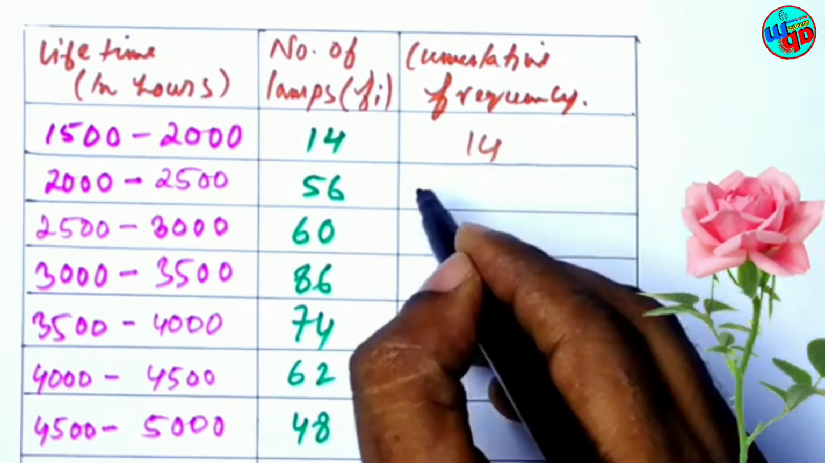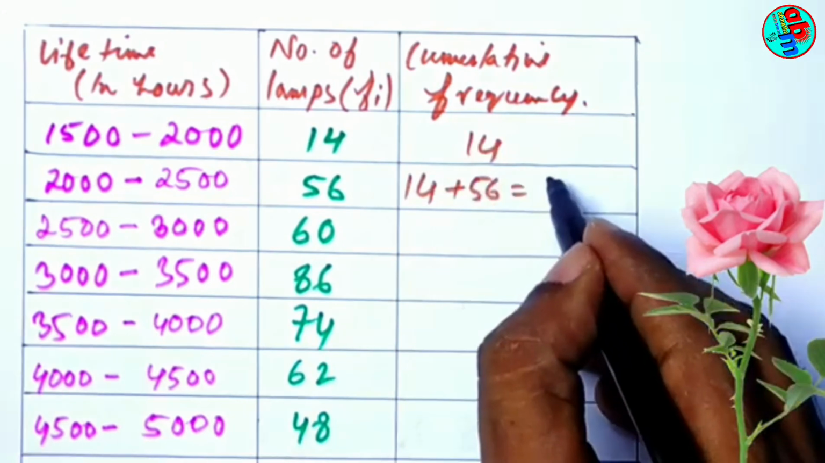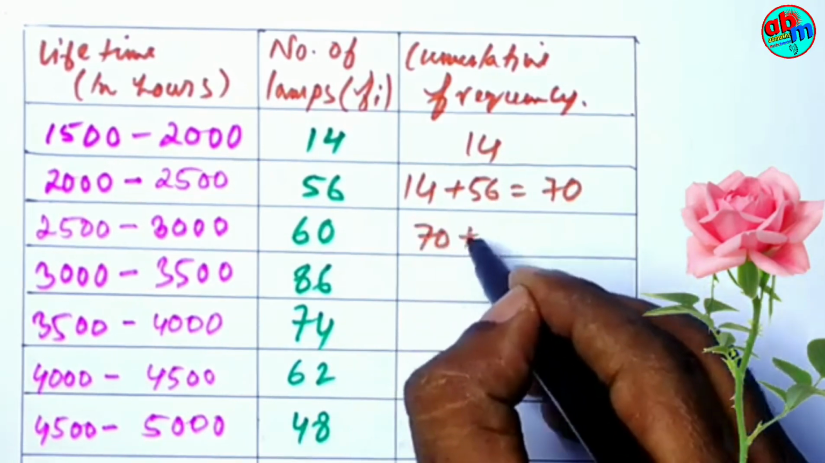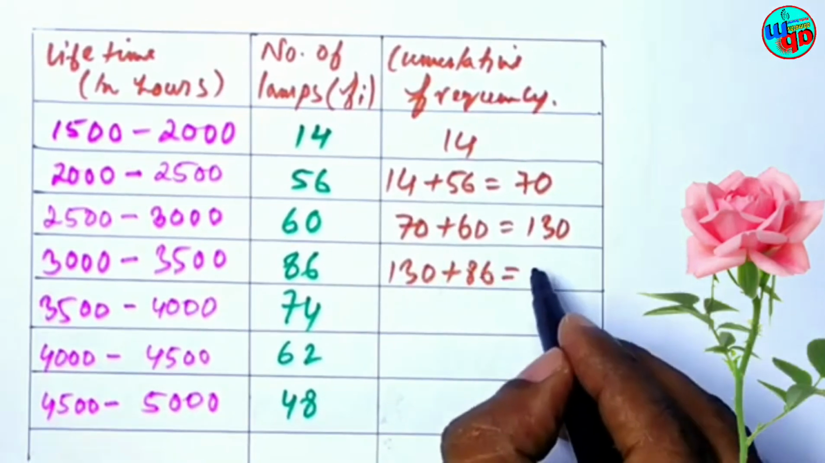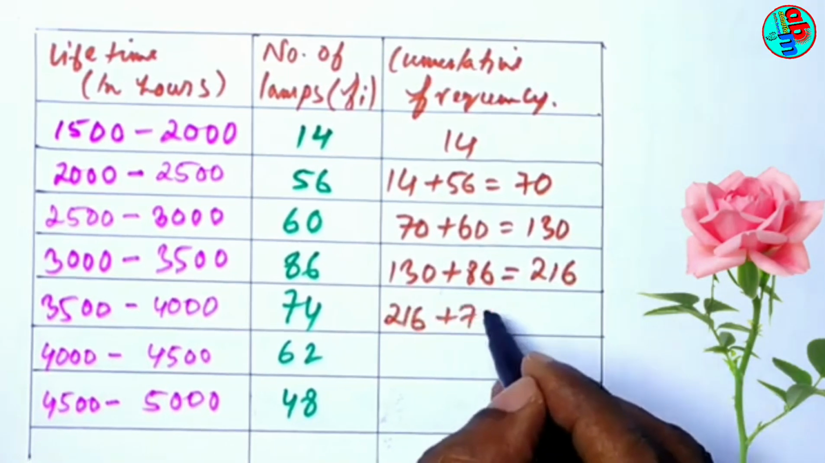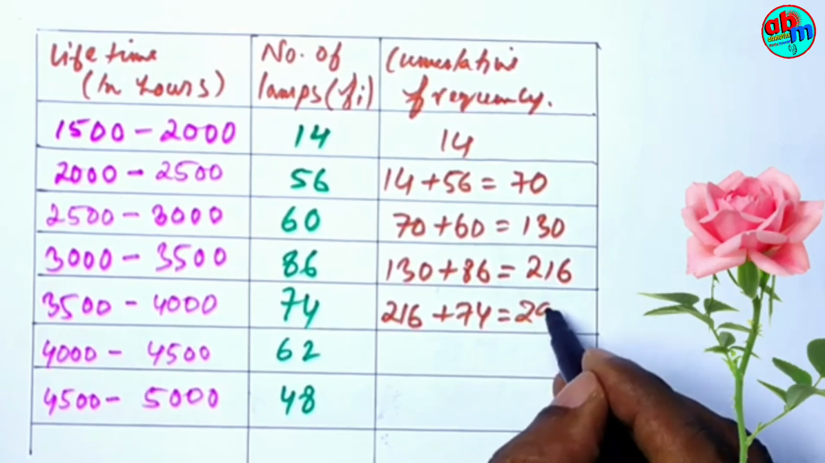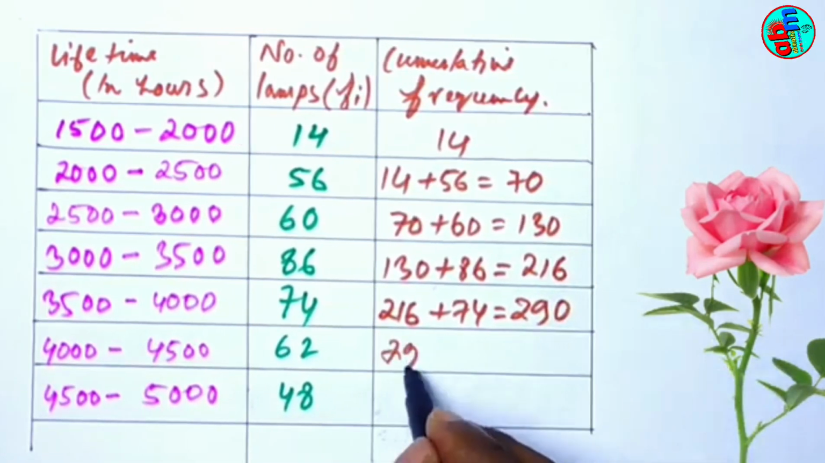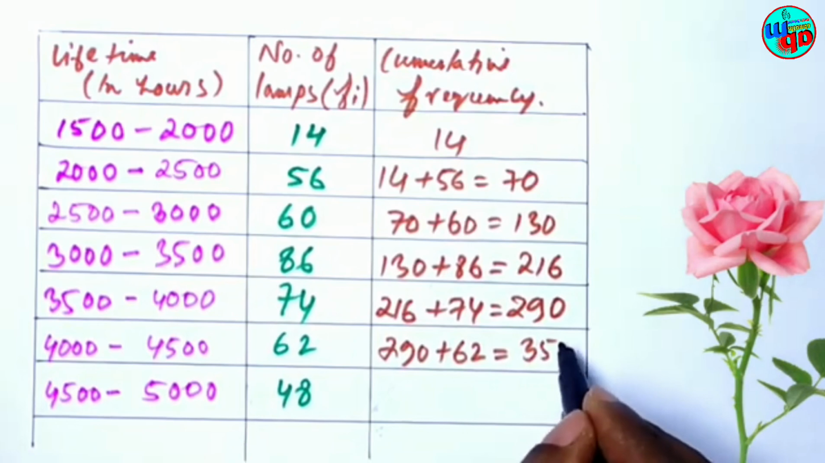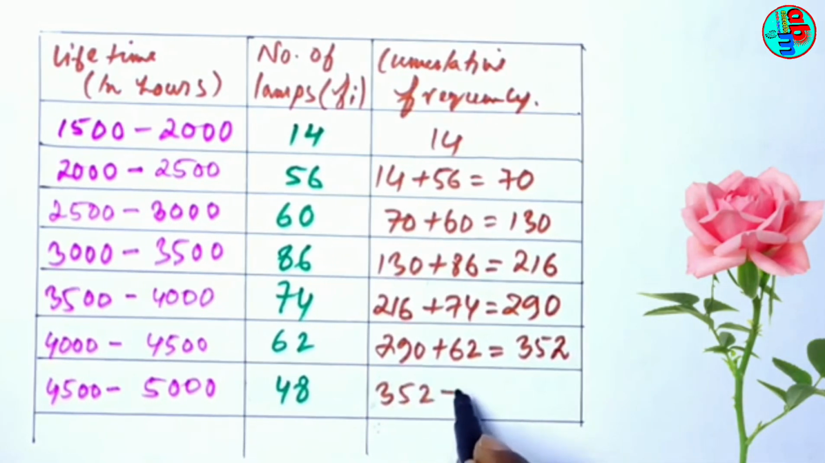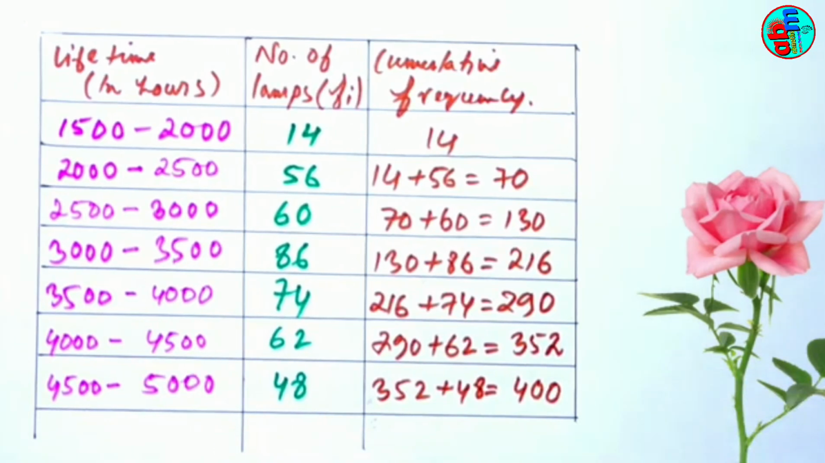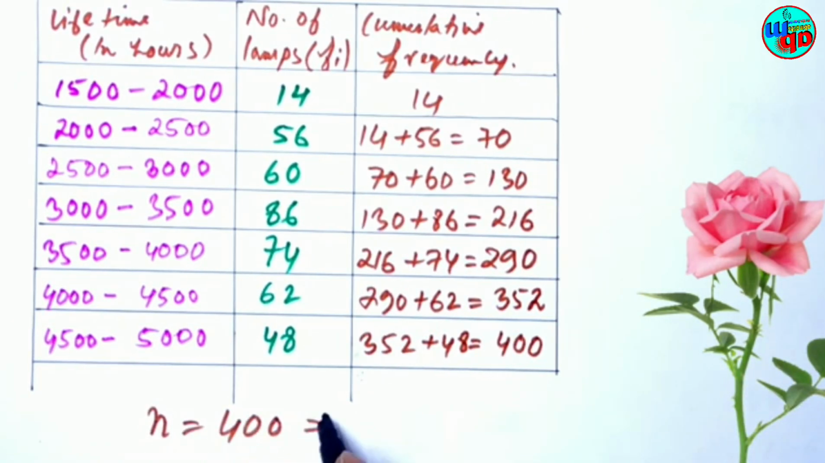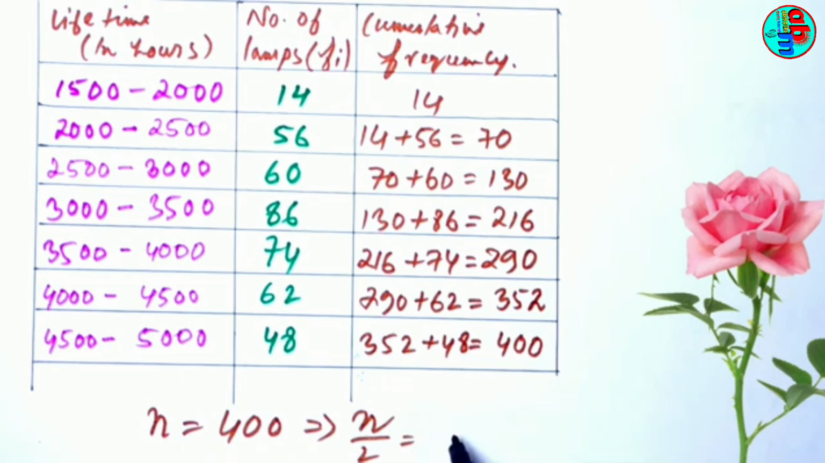We have here 14. So 14 plus 56 is 70. So 70 plus 60 is 130. 130 plus 86 is 216, plus 74 is 290. So 290 plus 62 is 352. So 352 plus 48 is 400. So we have the n value as 400. We find n by 2, which is equal to 400 by 2, which is 200.